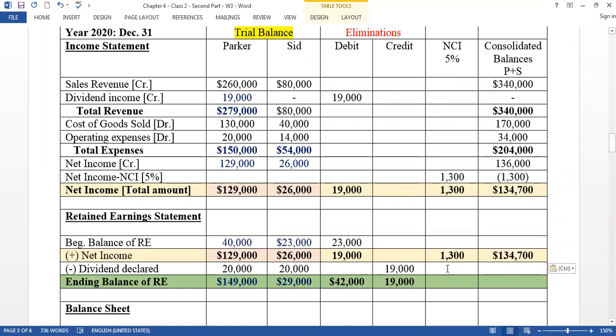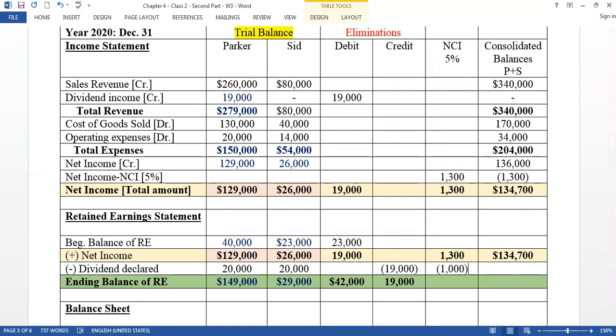So how much is the NCI going to get? If the dividend is $20,000 for the subsidiary, the parent company will receive 95%. How much is the subsidiary going to receive here? Do you know how much? 1,000. Yes, very good. And it is a minus item, right? It is minus because of the sign I put here. If you don't put a minus sign here, you can do this. Do you understand my point? Either is fine.